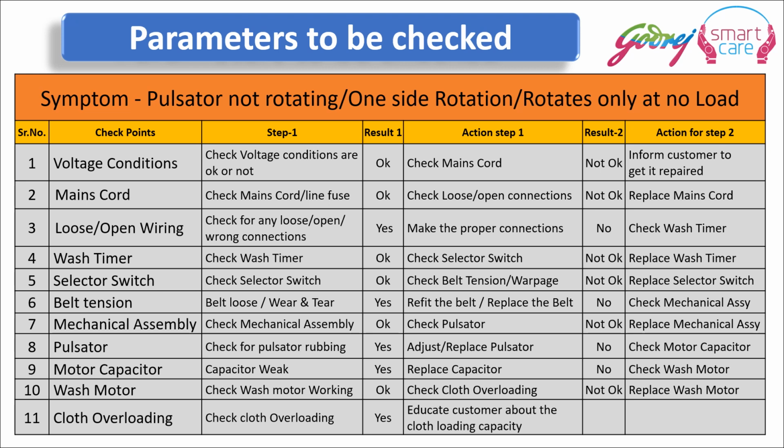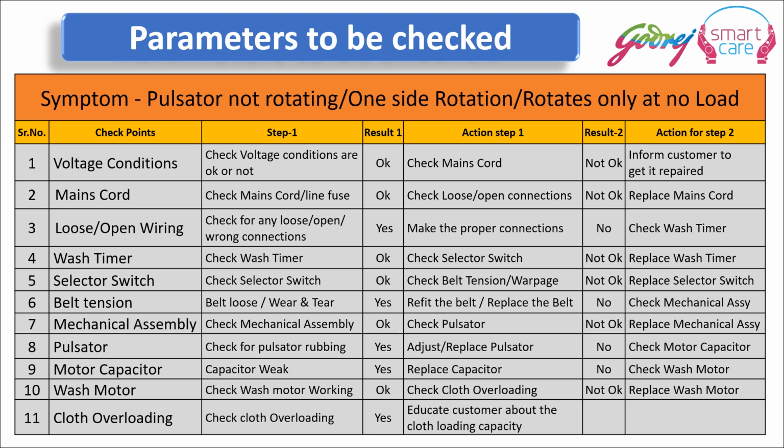Then we check the wash timer operations, and if it is not okay, we have to replace the wash timer. Then check the selector switch. If the selector switch is not working properly, we have to replace it. And then check the belt tension. We have to check whether the belt is loose or worn. We have to refit or replace the belt.